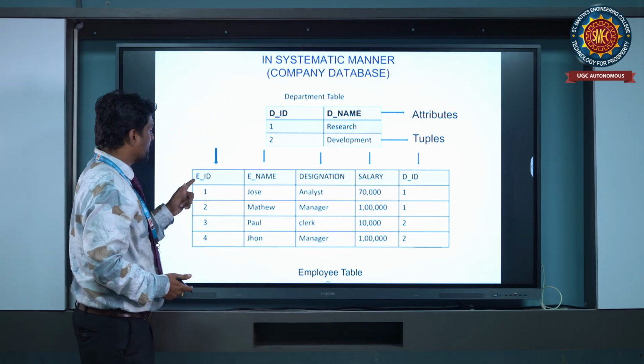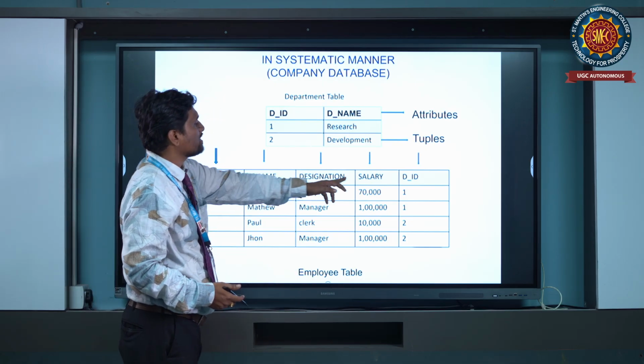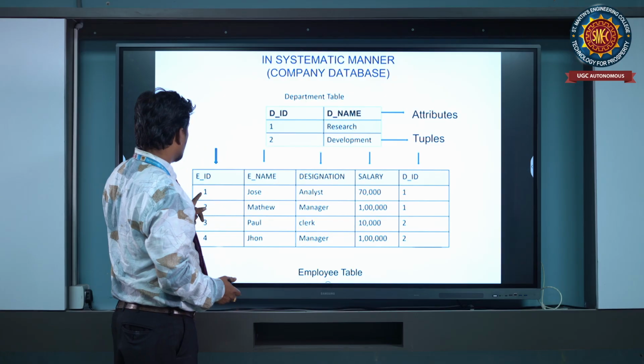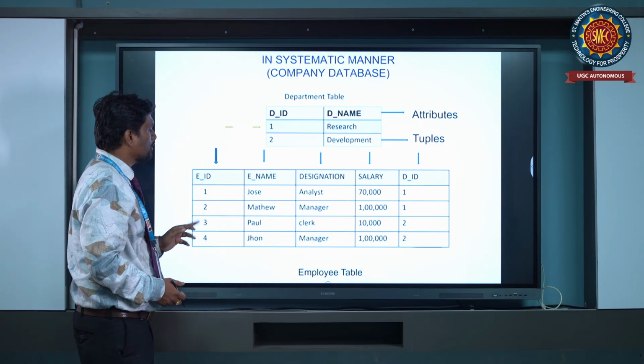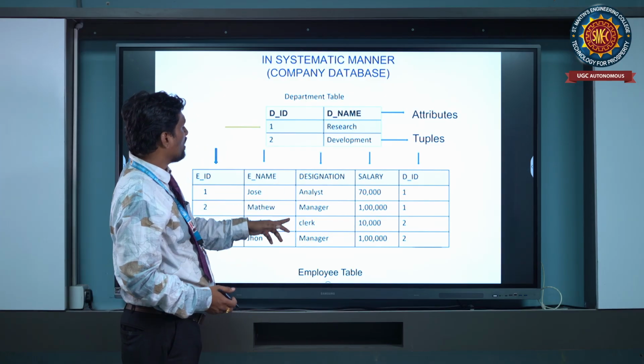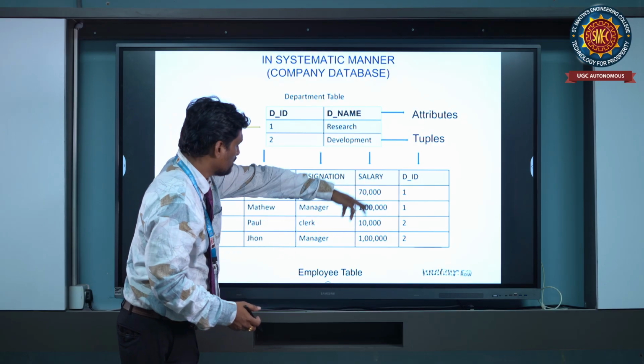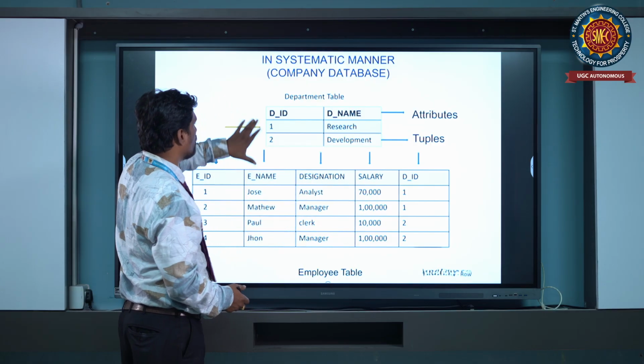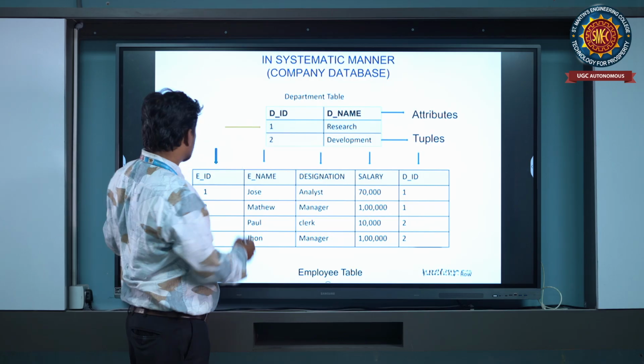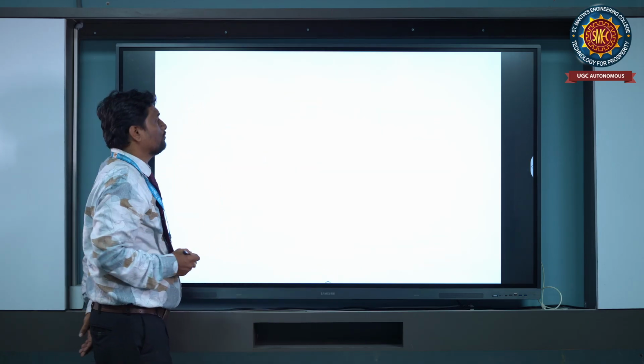See, employee ID, employee name, designation, salary, and DID. One employee ID is 1, 2, 3, 4, and they have the employee name. This is all the rows, the employee table rows. We have the tuples, and this one is the column.